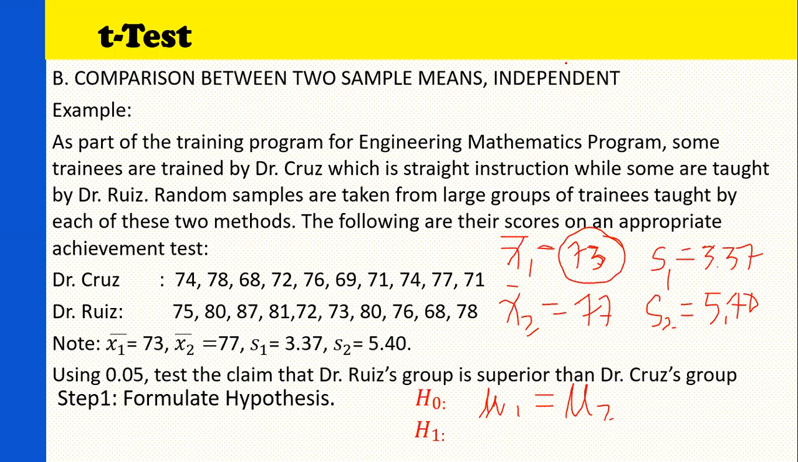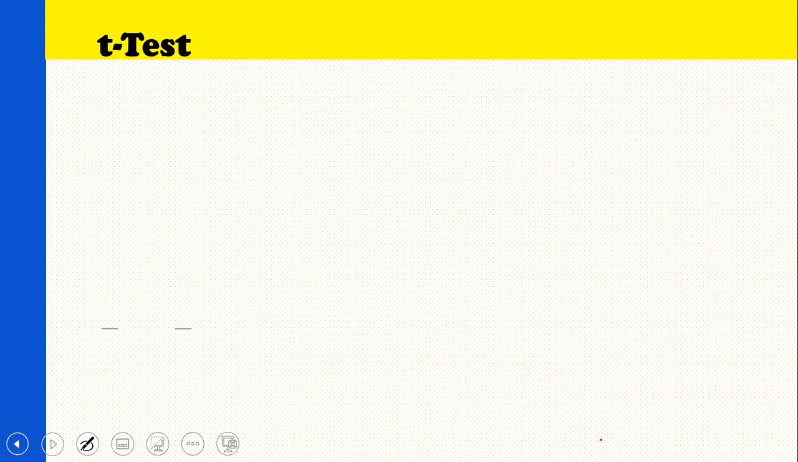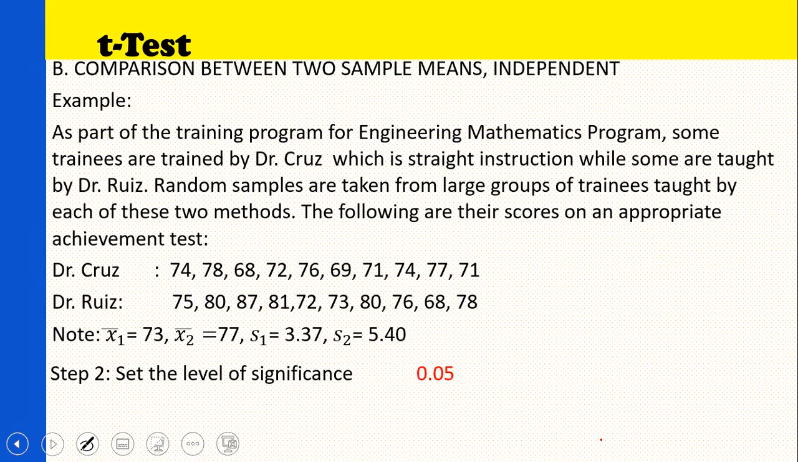For the alternative hypothesis naman, we can also represent the mu of the first, so the mean of the first group is less than the mean of the second group. So we now move forward to the set level of significance. So we have already stated 5%.